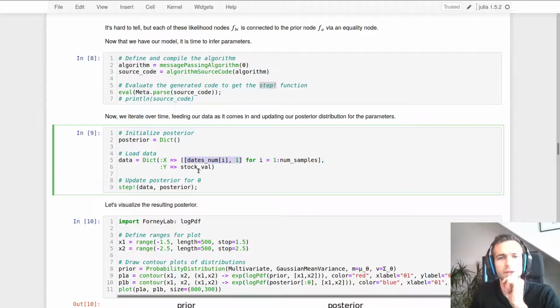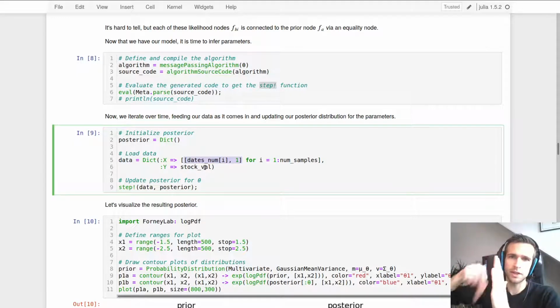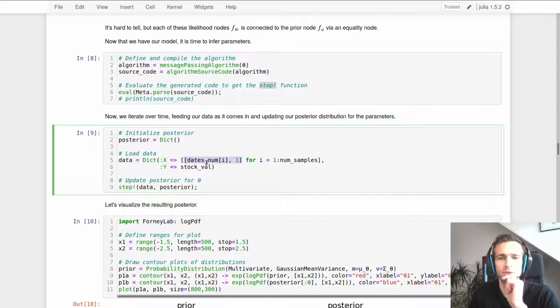Considering that the stock values are already a vector, that's univariate, and so we can actually go to the ith entry there and get the ith response. So we don't need to perform that trick here. And then we execute this step function to update our posterior for theta.